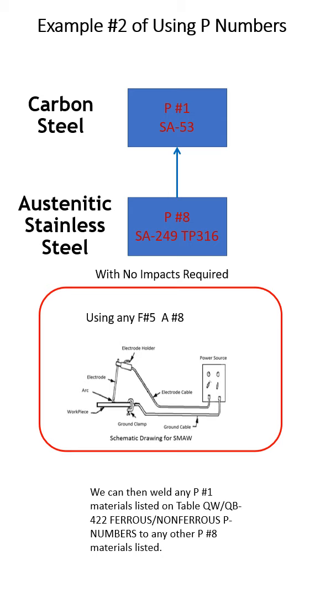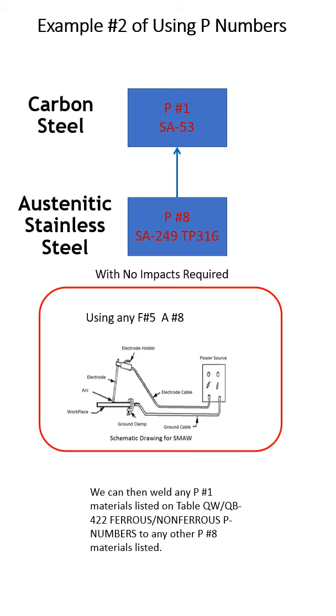Here's another example. If we qualified using P number 1, an SA53, to a P number 8, an SA 249 type 316. So you're going 316 to a carbon steel P1, and we're going to use 309, which would be an F5A8. We can then weld any P number 1 material listed on the table to any P number 8 listed on the table. Once again, this is no impacts required.